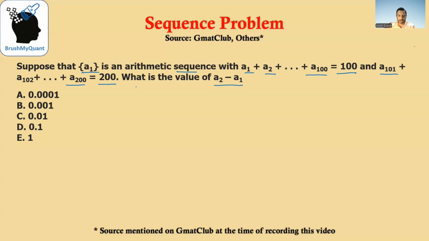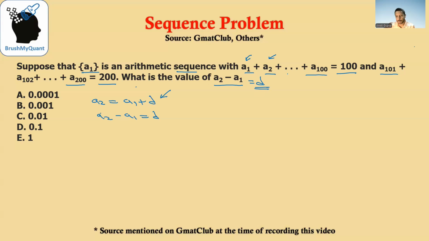Now in an arithmetic series, let's say the first term is given by A1, then we know that the next term A2 is equal to A1 plus D, where D is called the common difference. So A2 minus A1 will be equal to D, the common difference of the series.